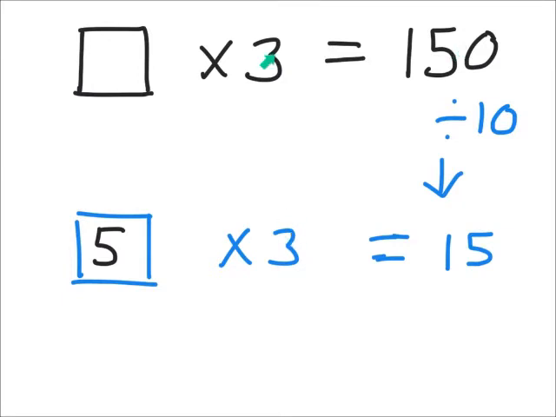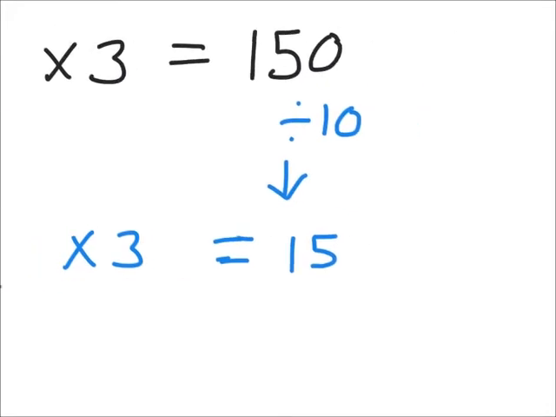Well, the 3 is the same, but my answer is 10 times bigger. That means my number over here must also be 10 times bigger. So 5 multiplied by 10, make it 10 times bigger, gives us 50. Nice and simple. Okay, let's move on with a slightly more difficult example.